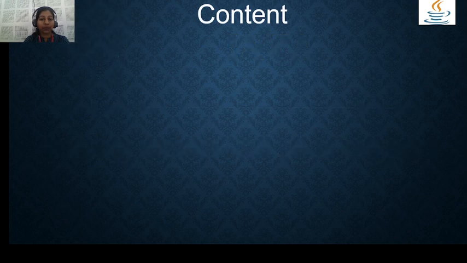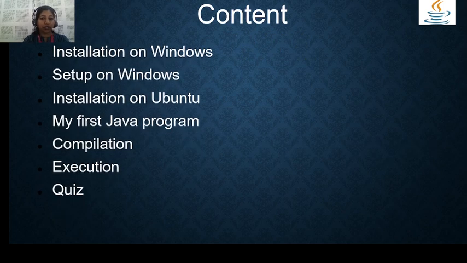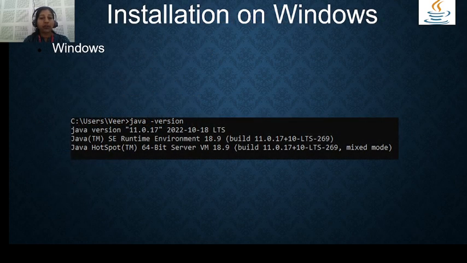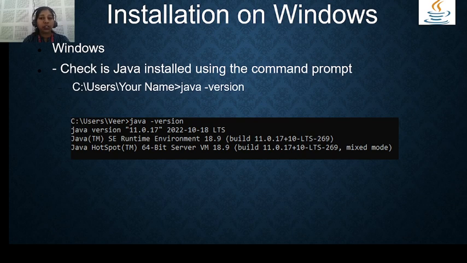So these are the contents of today's topic, getting started with Java programs. We will primarily concentrate on installation of Java onto the machine, first on the Windows operating system and then on Ubuntu. Then we will start with our first Java program, and after that, how to compile the Java program, how to execute it, and the last part will be a quiz. So let's get started. We will first see the installation on Windows.